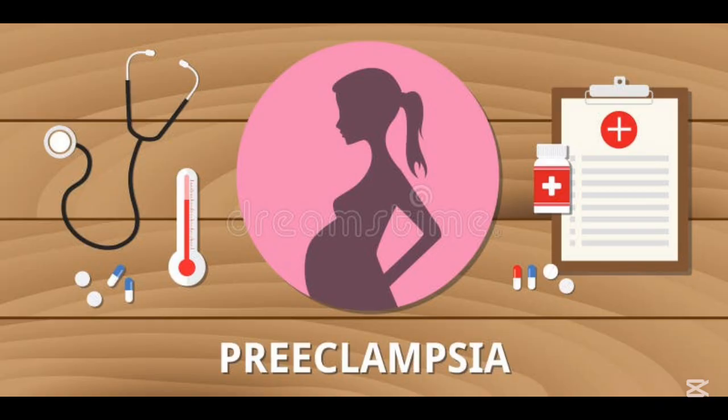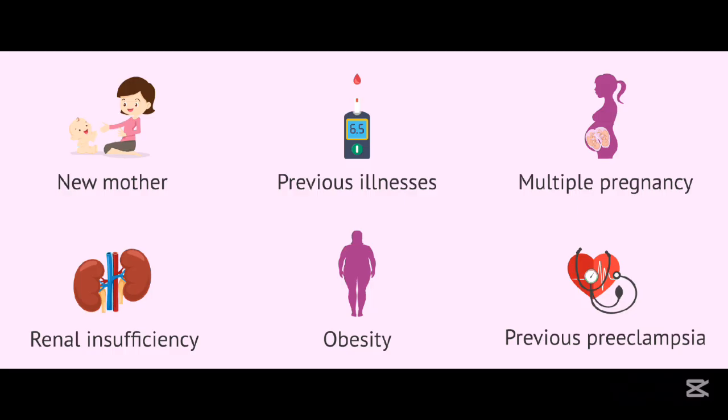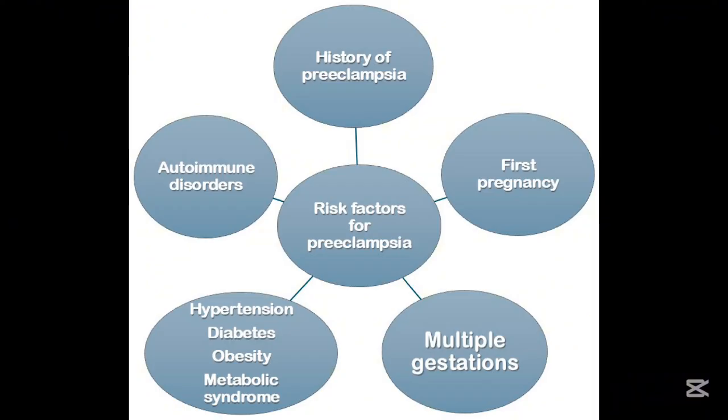So what are the risk factors for preeclampsia? The various risk factors include first pregnancy, extremes of maternal age, where the woman is below 18 or more than 35 years of age, multiple gestation in terms of twins or triplets, previous history of preeclampsia, family history where the mother or sister suffered from it, pre-existing hypertension, chronic kidney disease, diabetes, obesity, and autoimmune diseases such as SLE and antiphospholipid syndrome.